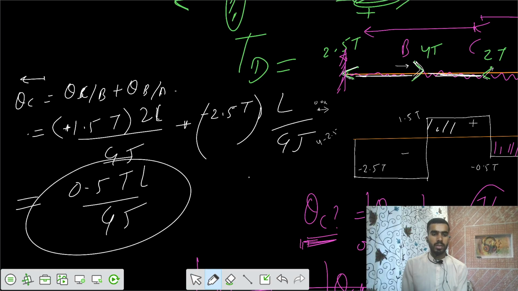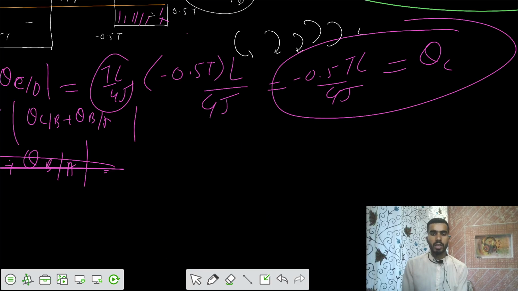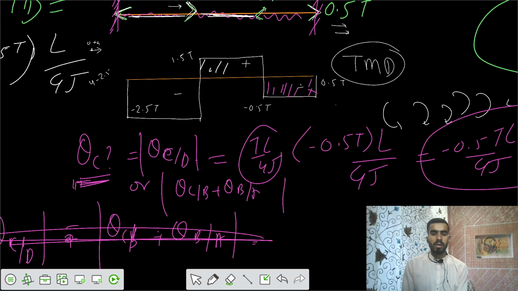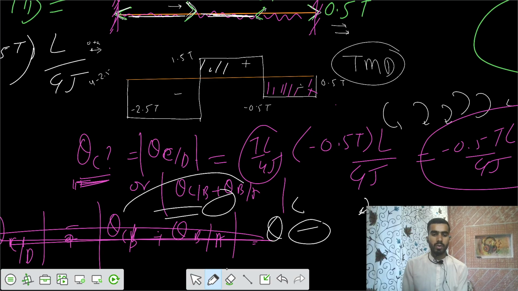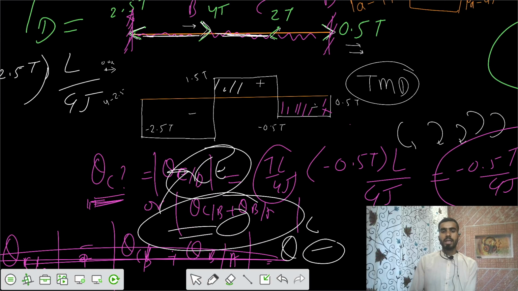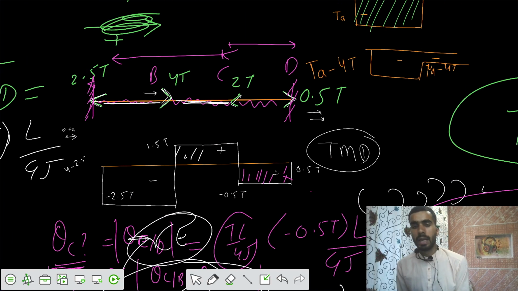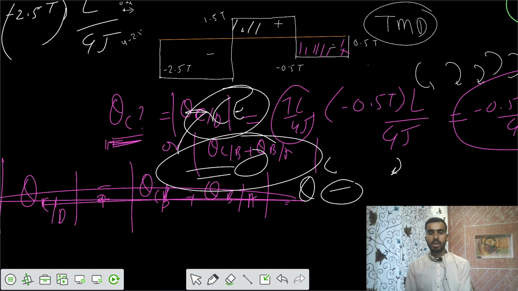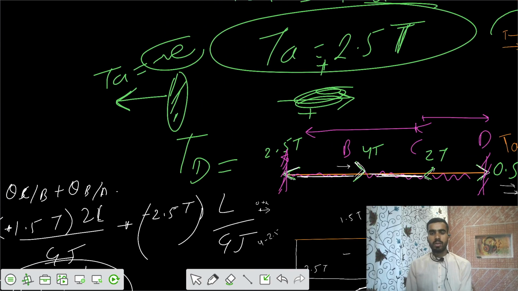So from this side you got positive, and initially this one was negative. That means from this side you have negative, and from the other side you have positive. If you add all those, you would get a value of 0. That means that is the compatibility equation. That is, the summation of all the theta between the two points A and D is equal to 0. Similarly, you can calculate theta B also.